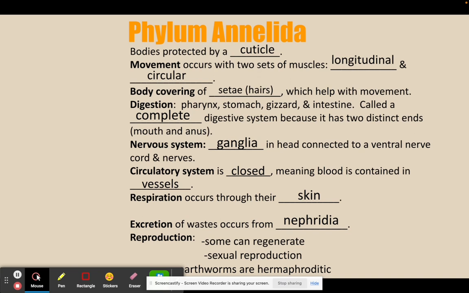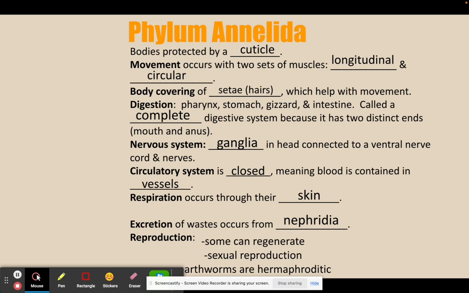There's actually a specific type of heart chambers that will pump, and the blood will go through the vessels all the way through the worm and then come back. So it's not just free flowing like some of our other organisms and invertebrates that we're going to get to as we move through the different phyla. They actually respire or breathe through their skin. They don't have lungs, but they exchange gases through their skin. And when they get rid of their waste, it happens through the nephridia. That's the portion of the earthworm where the waste will exit.